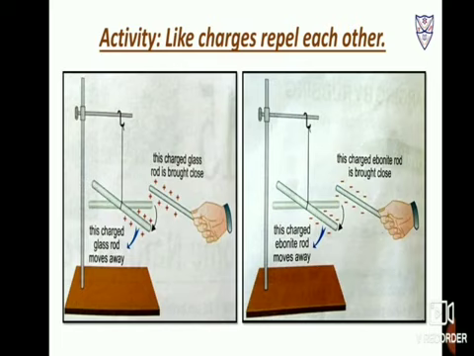Now this time what will you observe? You will observe that the suspended ebonite rod moves away from the other ebonite rod. Why? Again, both the ebonite rods have like charges, that is, negative charge. So as they have like charges, they will repel each other. So from this activity, what have we learned? That like charges repel each other.